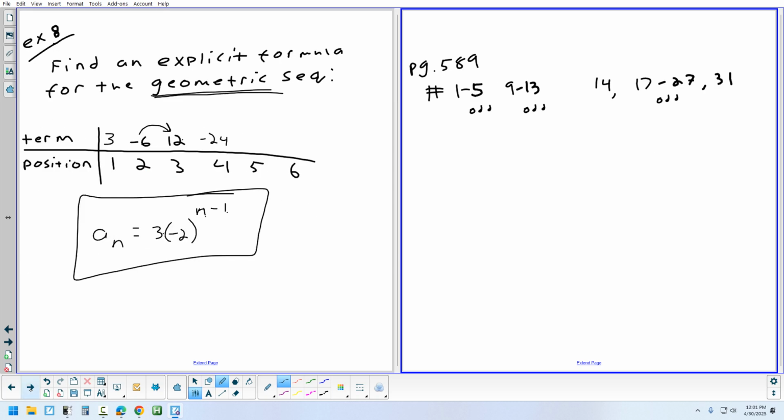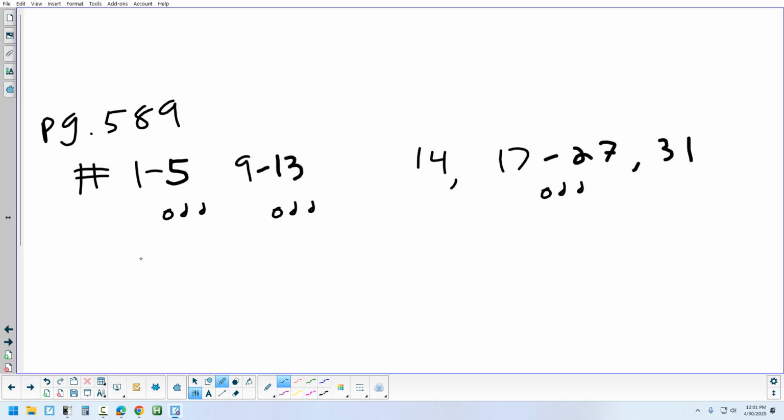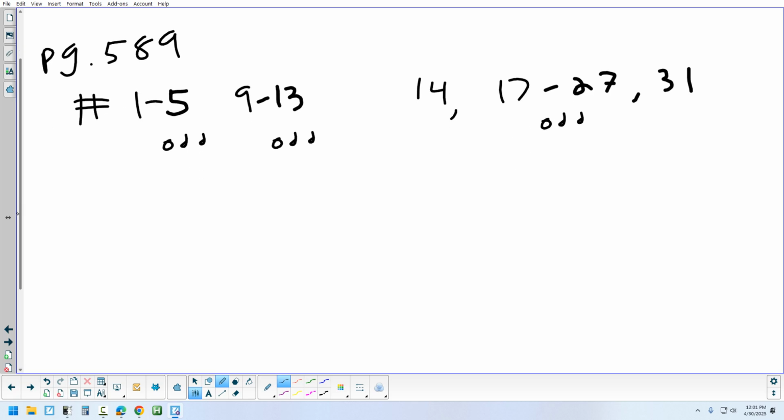Right. So that is the homework. Notice a lot of them just say odds. So 1 to 5, 9 to 13, and 17 to 27 are odd. 14, well, that's an even, and 31 as well.